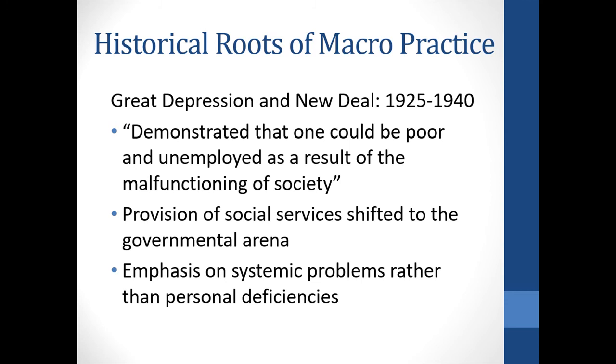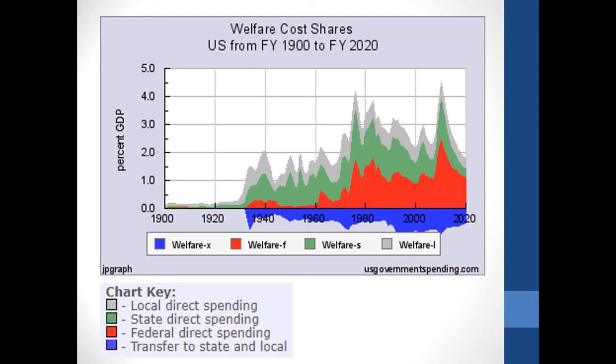So question number 2 for your quiz is, during what time period did the government begin to provide social services? And it's during the Great Depression that the government really started to step in. And we can see in this graph that, as I mentioned, federal funding really came later.